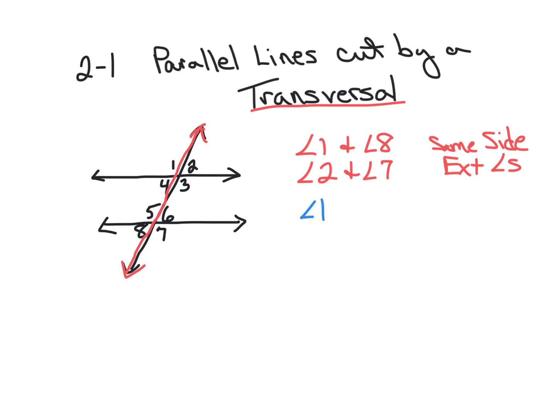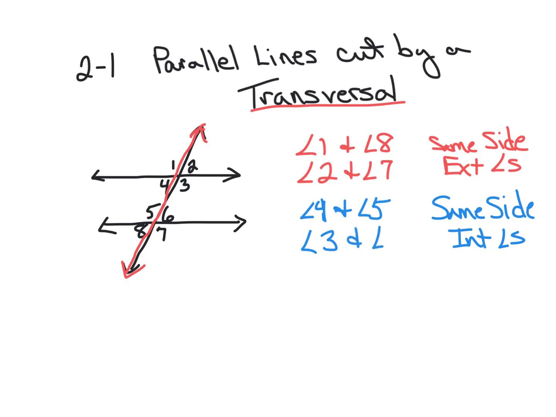And then we have angle 4 and angle 5, which are same side interior angles. The other pair is angle 3 and angle 6. And you see they are on the same side, 4 and 5, of the transversal, but the interior of the parallel lines. Same thing for 3 and 6. The interior of the parallel lines, same side of the transversal.